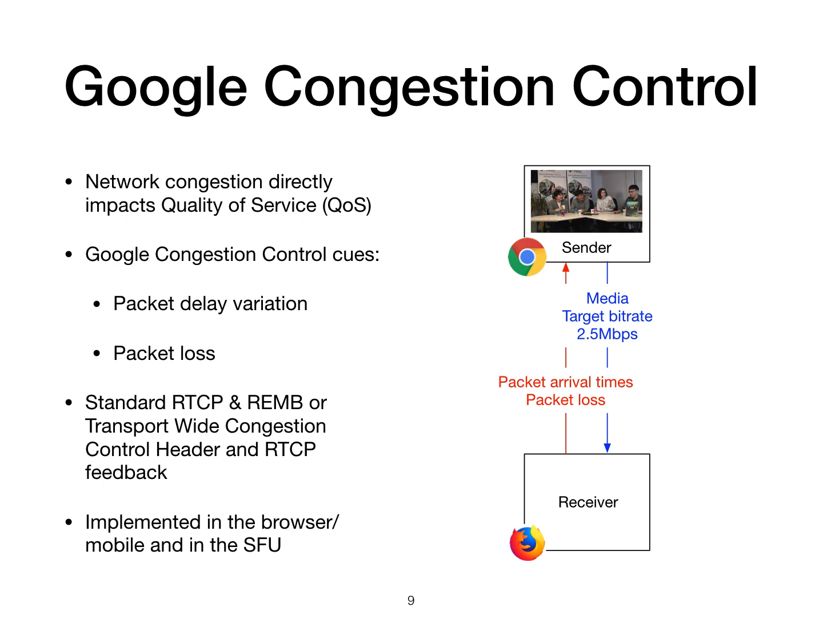As we can see in the slide, the receiver is sending back to the sender packet arrival times and packet loss information, which are being processed to compute the packet delay variation, and that's in turn fed to the GCC running at the sender, which produces a bandwidth estimate, and the sender changes its target bitrate to match the estimated bandwidth. This is obviously a very simplified overview of what's actually happening.